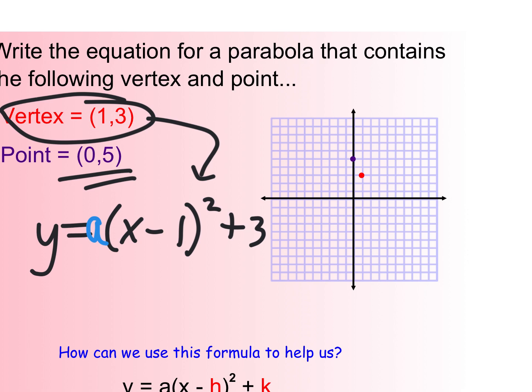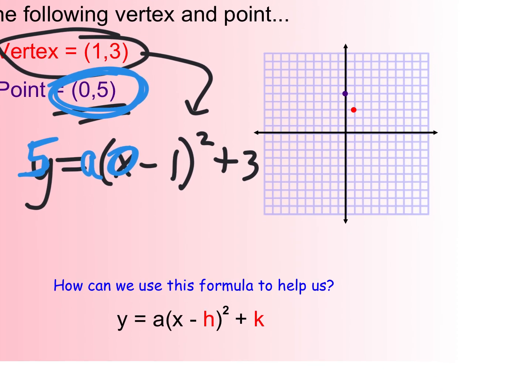Greta, can you tell me where to put the 0, 5? Put the 0 in for x and the 5 in for y. Yup. And now I can solve this thing. 5 equals A, and then all of this will simplify down.